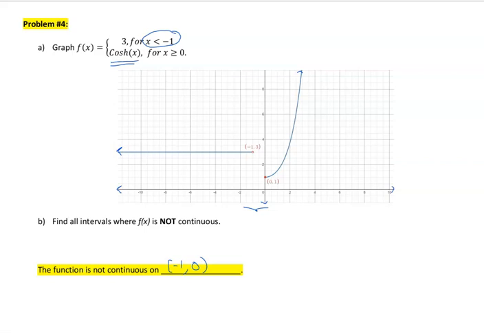So once again, they're asking for not continuous at negative 1 to the values of 0. I'm including negative 1 because the function is not defined, and I'm not including 0 because the function is defined at 0.